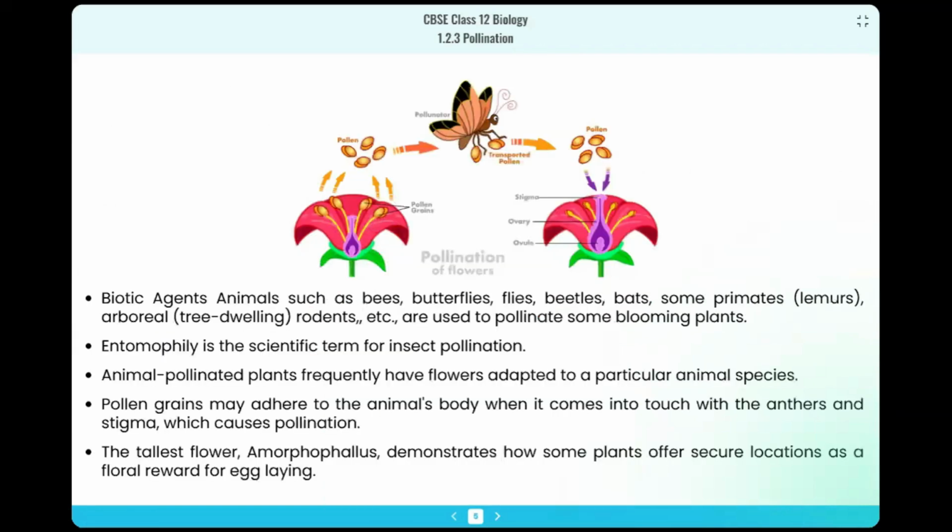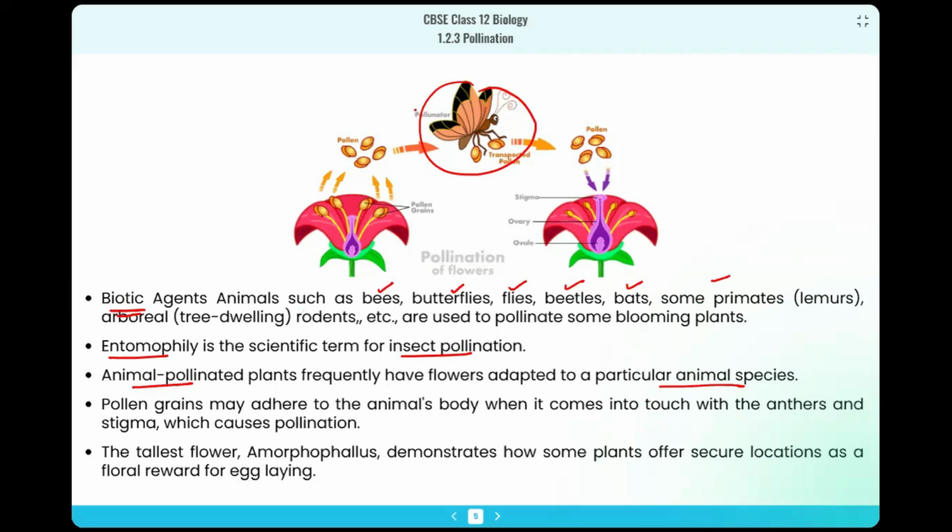Now, moving to the continuation part of pollination, that is the biotic agents. So, biotic agents include animals such as bees, butterflies, flies, beetles, bats, some primates, rodents, etc., which are used to pollinate some blooming plants. And this is referred to as entomophily, that is a term used for insect pollination, and animal pollinated plants frequently have flowers adapted to a particular animal species. So pollen grains may adhere to the animal's body, for example, adhering to a butterfly or a bee when it comes in touch with the anthers and stigma, which causes the pollination.